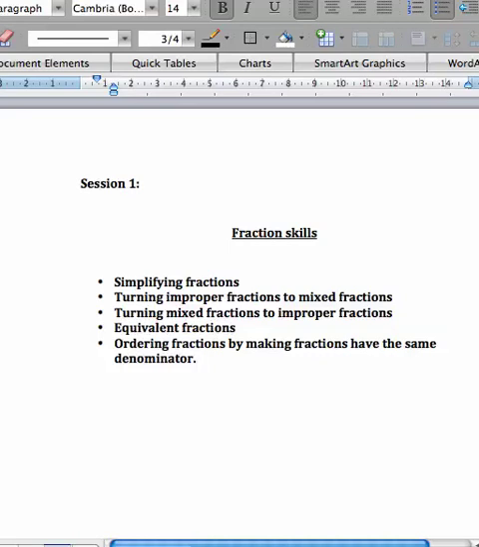Hello, this session will be on the following fraction skills. So session 1 will be covering how to simplify fractions, turning improper fractions to mixed fractions, turning mixed fractions to improper fractions, so back and forth, looking at equivalent fractions and how to identify if they're equivalent or not, and then ordering fractions. By making fractions have the same denominator, we can see which fraction will be larger than the other. Okay, so we'll get started.